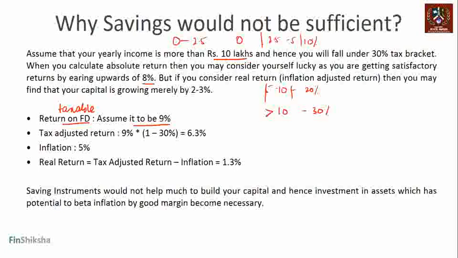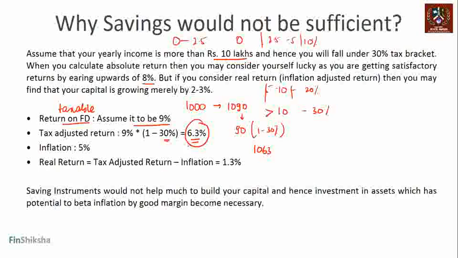So what would your final return be? Because on this 9% you would end up paying a tax of 30%, so your return would be only 70% of that, correct? So if I invest 1000 rupees, I end up making 1090, but on this 90 I will pay 30% tax. So what is left is 1063. That's 6.3% return, correct?